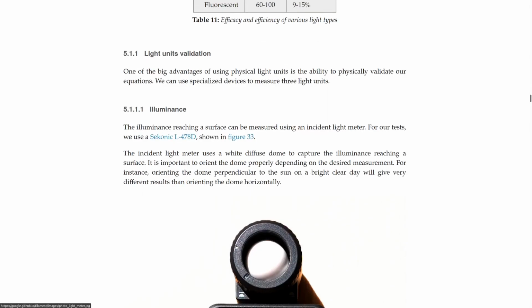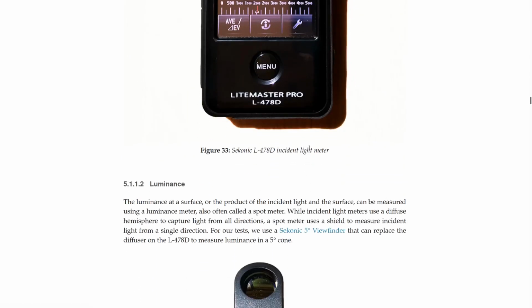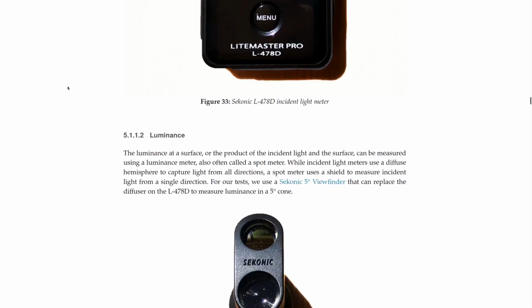It uses a white diffused dome to capture the light reaching a surface, and it's important to orient the dome properly depending on the desired measurement. For example, orienting the dome perpendicular to the sun on a bright day will give a very different result to turning it 90 degrees and orienting it horizontally. Luminance at a surface, the product of the incident light and the surface, so maybe the reflected light, can be measured using a luminance meter, often called a spot meter.